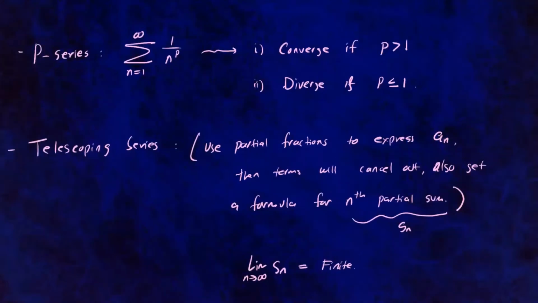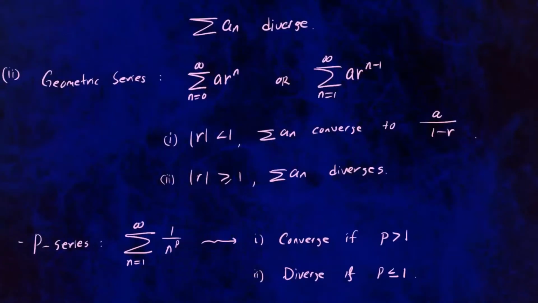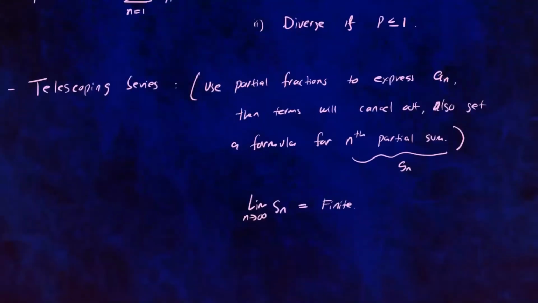All right, so we got through the types. We have geometric, p-series, and telescoping series. If it's not any of these types, then you can apply the next test. This is our number 4.